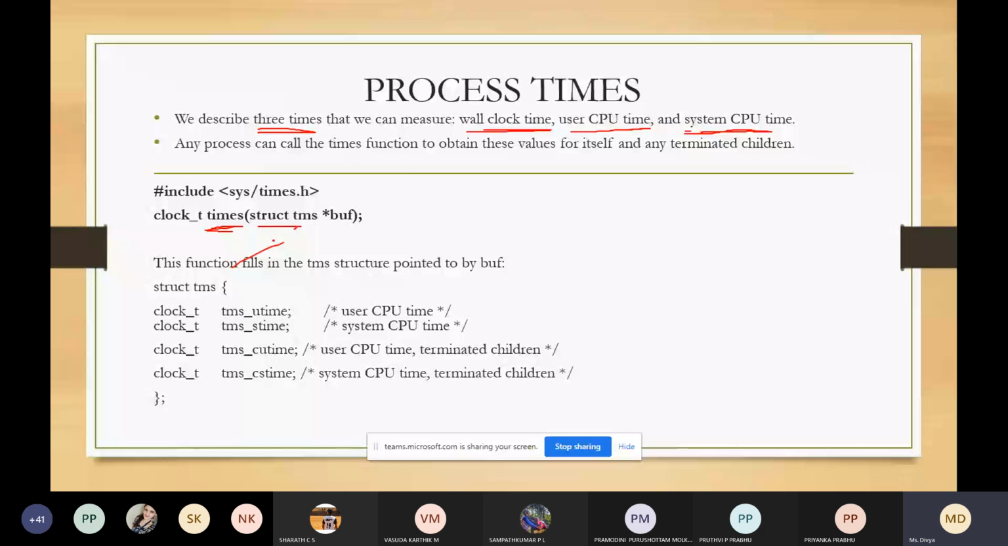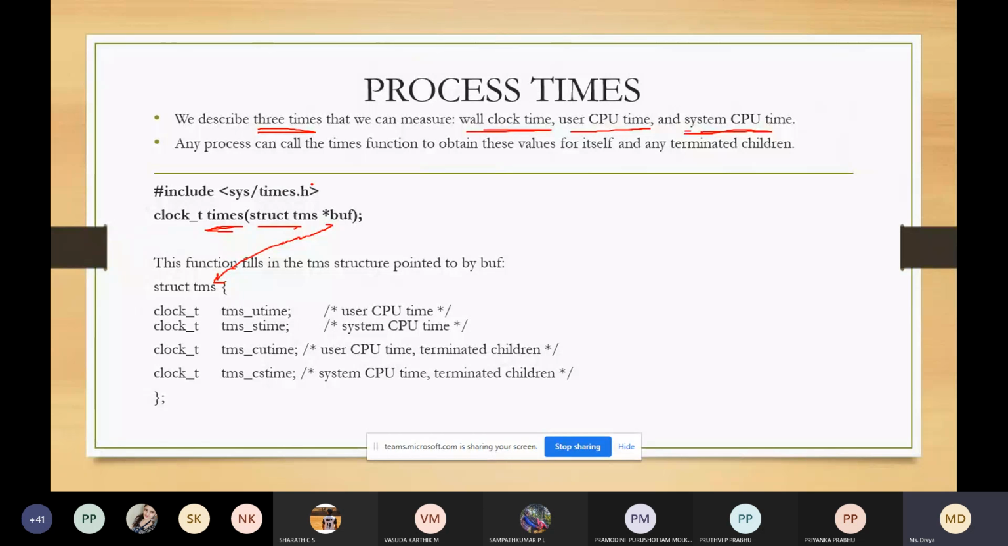Here we are creating a pointer to the structure named tms. That pointer, named buffer, will be pointing to this structure. If you see the structure, it will give you user CPU time, system CPU time, system CPU time for the child, and user CPU time for the child. So all this information will be given. This time function will give you all the clock time in clock ticks if everything is okay.